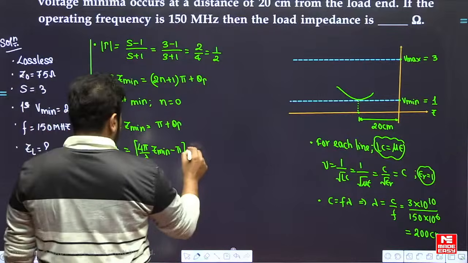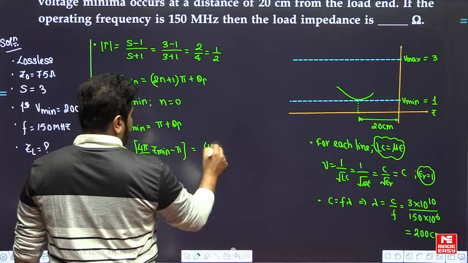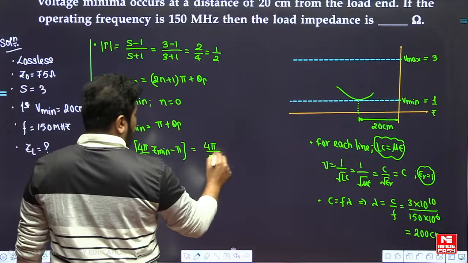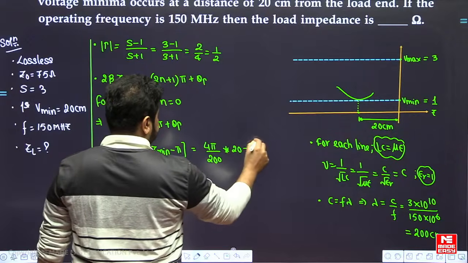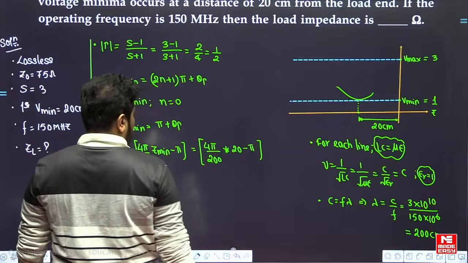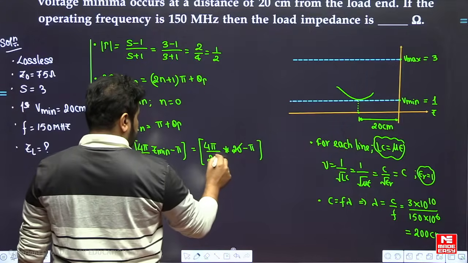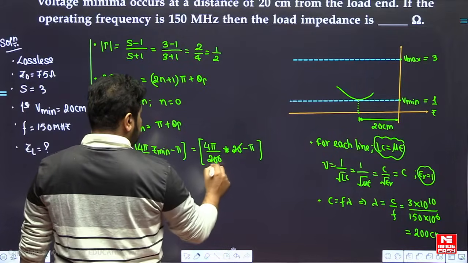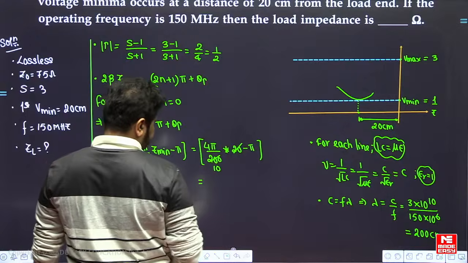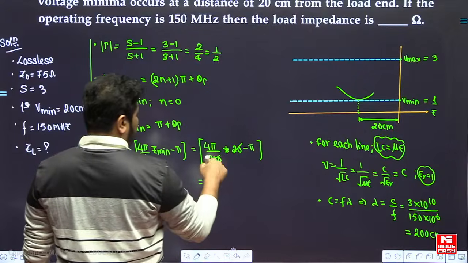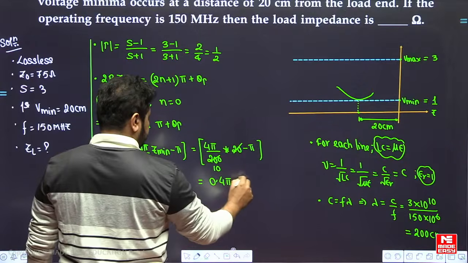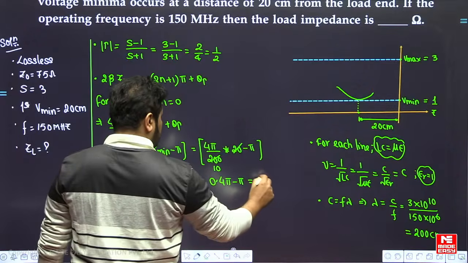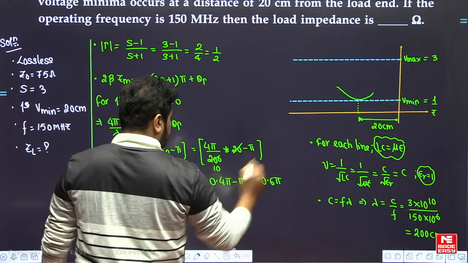So just substitute this value. This is 4 pi upon lambda, which is 200, and z minima is 20, minus pi. So 20 upon 200 is 0.1, so this is 0.4 pi minus pi. So this is a minus of 0.6 pi.